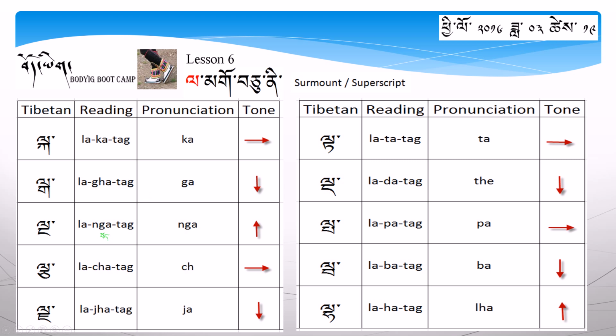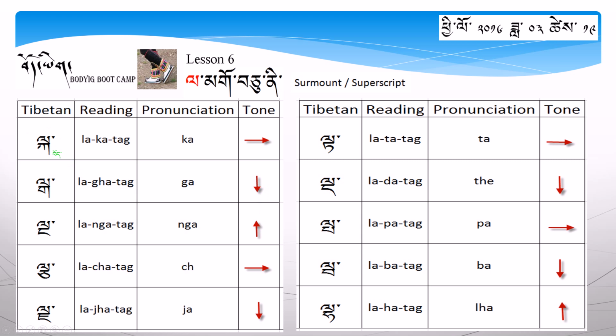Lakata, lakata, langata, lachata, lachata. So this is lakata ka, lakata ga, langata nga, lachata cha, lachata ja, latata ta, latata da, lapata pa, lapata ba, lahata ha. So if the arrow is pointing this way, there is no change. If the arrow is pointing down, then there's a change. You lower the tone here, and you raise the tone here. It's higher here, and it's lower here. So that's something to keep in mind.